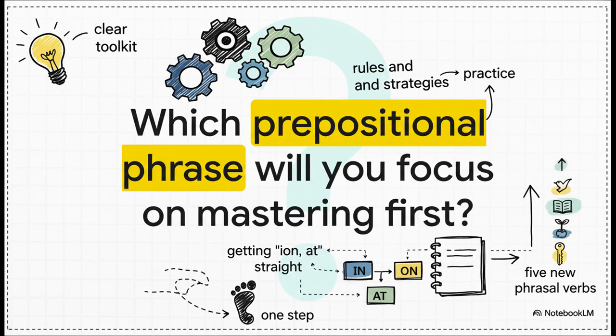So, we've taken that messy jumble of words and turned it into a clear toolkit. You now have the core strategies you need. The next step is just to start practicing. So what's it going to be? Maybe you'll focus on finally nailing in, on, at, or maybe you'll learn 5 new phrasal verbs this week. The journey starts with that first step.